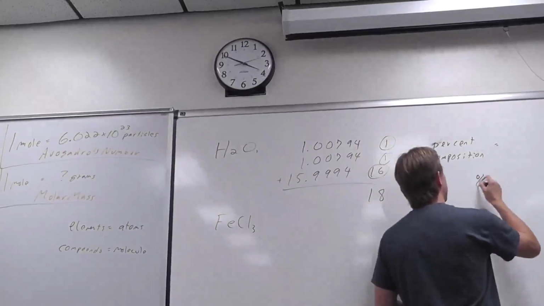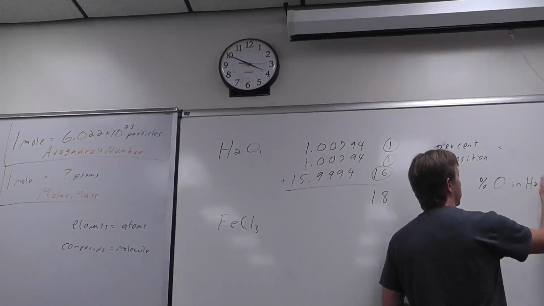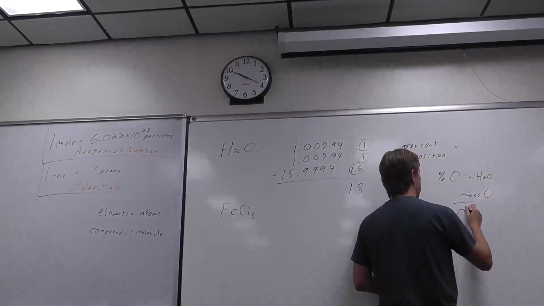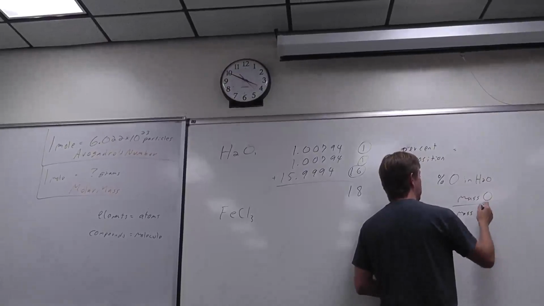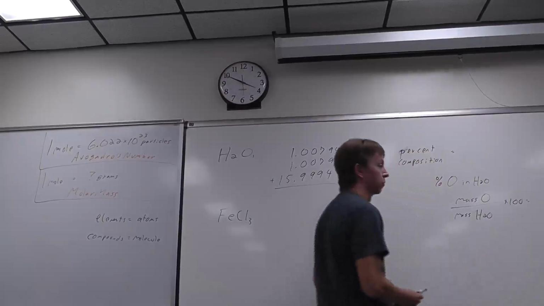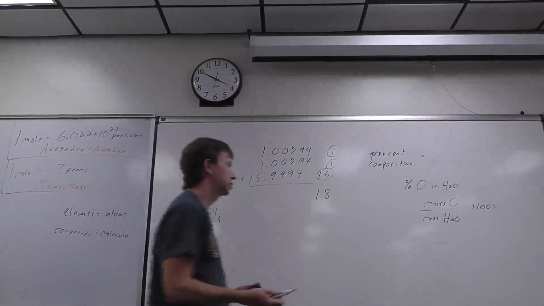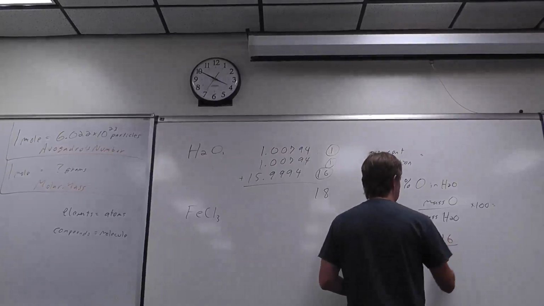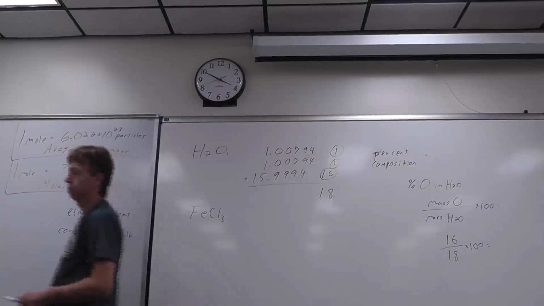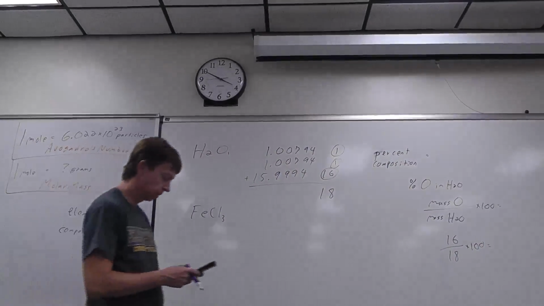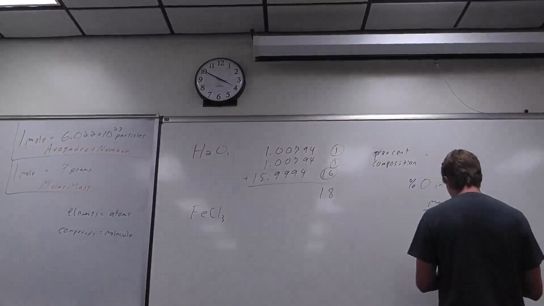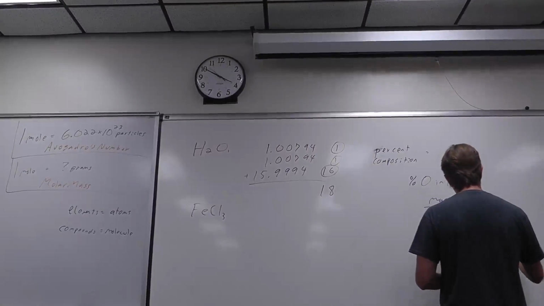And so if you were wanting the percent oxygen in water, it would be calculated as the mass of oxygen over the total mass of the compound times 100 to make it a percentage. Which, dealing with whole numbers, 16 of your 18 being oxygen. I'm getting 89%.